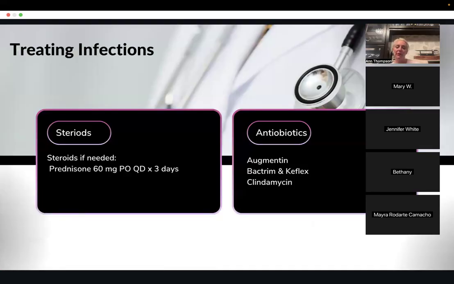Now let's talk about treating infections. For infections, these are the two types of medications that we're going to be calling in. We're going to be calling in some steroids. Typically it's prednisone, 60 milligrams, PO, Q day times 3 days. And the second one is going to be one of those 4 antibiotics. We are trying to treat strep and staph, which are the big heavy hitters for those two bacteria.